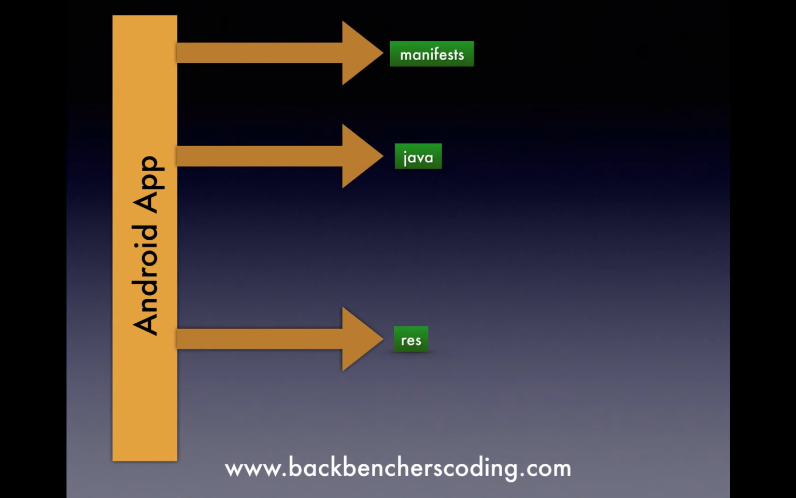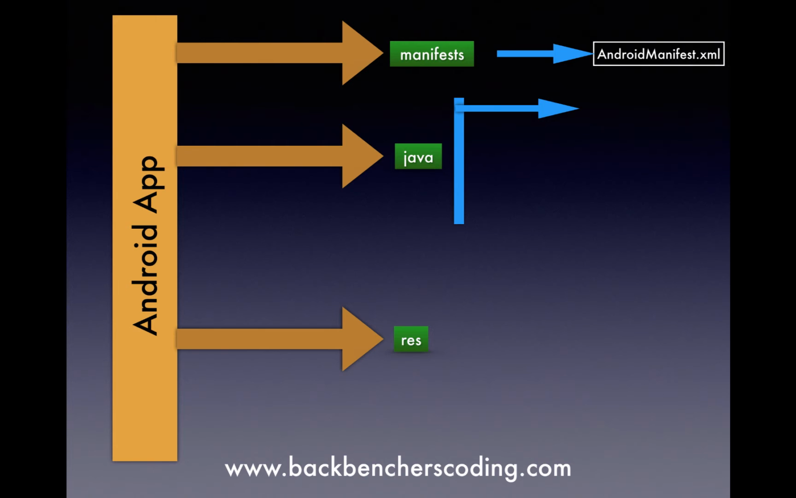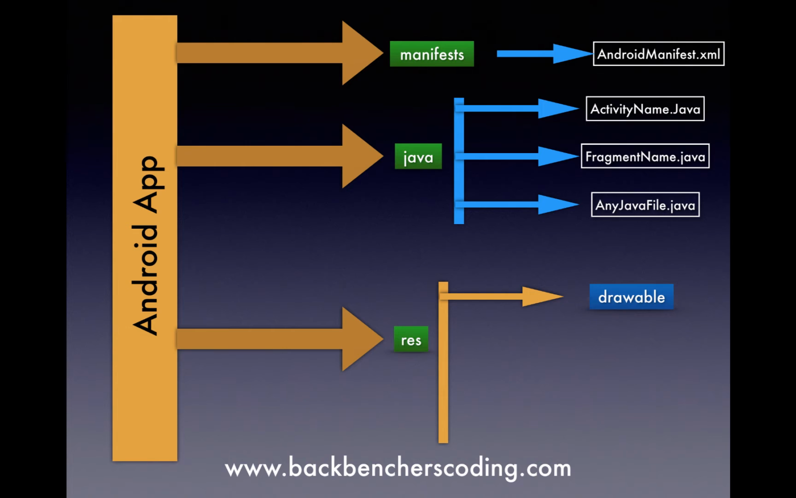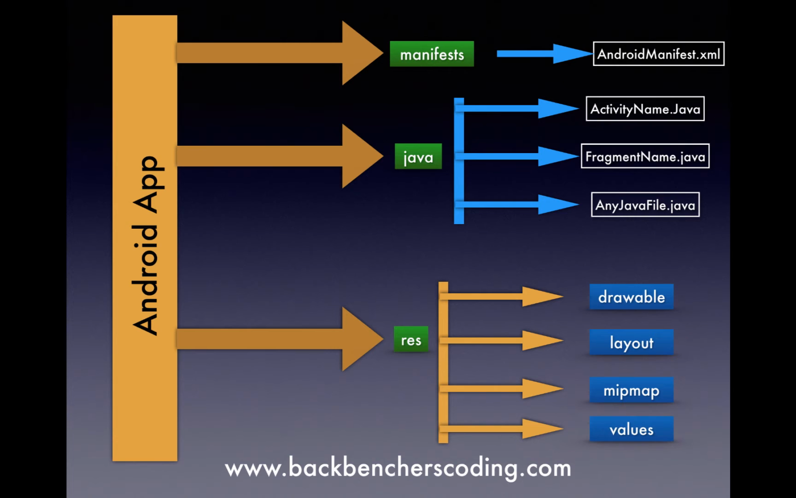In the manifests folder, we have AndroidManifest.xml, which contains the essential information about your application and presents it to the Android system. The Java files consist of an activity Java file, a fragment Java file, or any Java module. The resources folder consists of the drawable folder, layout folder, mipmap folder and values folder.